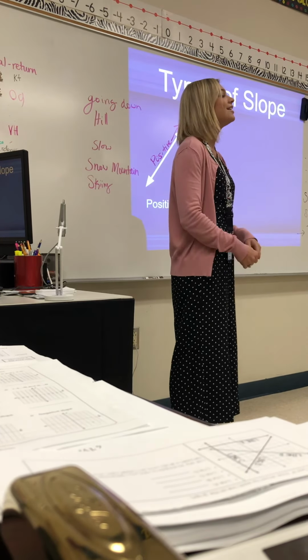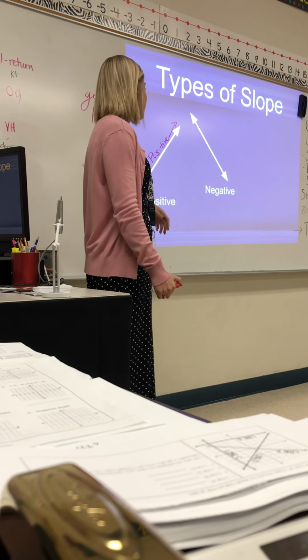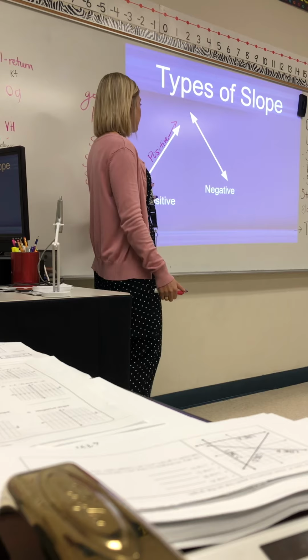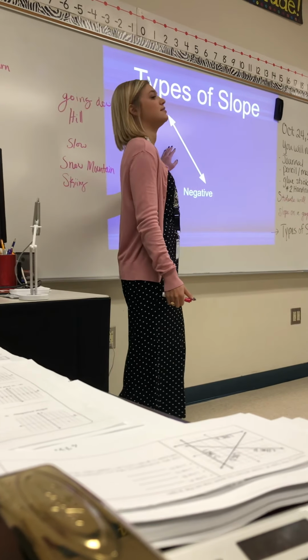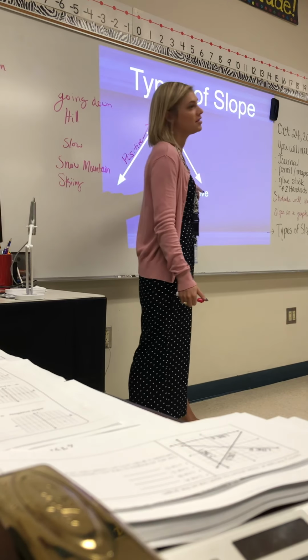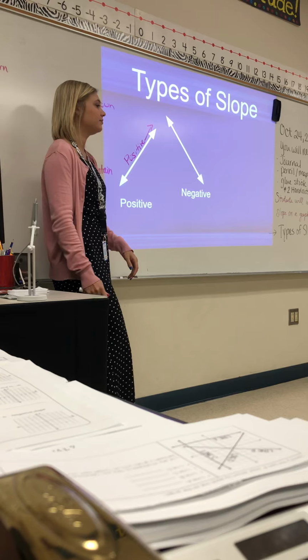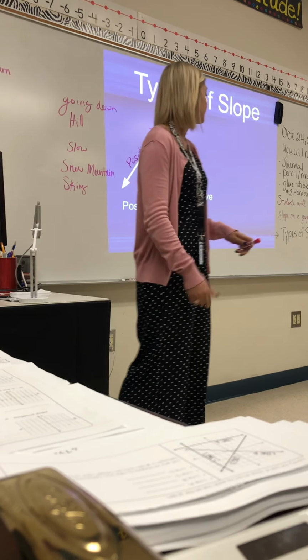So if this is positive, what do we think this one is? A negative. Y'all are correct, because we're going down a hill. Think about it: if you're driving up a hill, we're going to have to increase our speed to keep going up. But if we go down a hill, we're going to want to hit our brakes to slow down, because it's going to make us go faster.